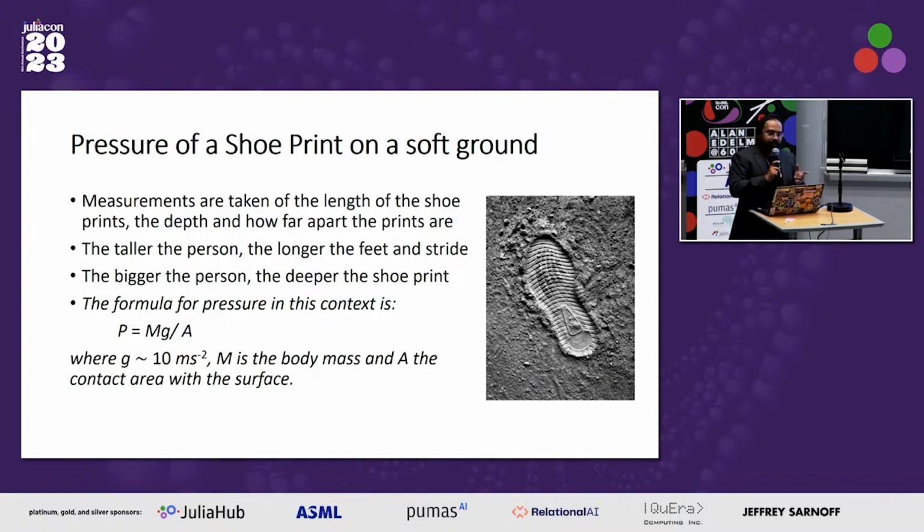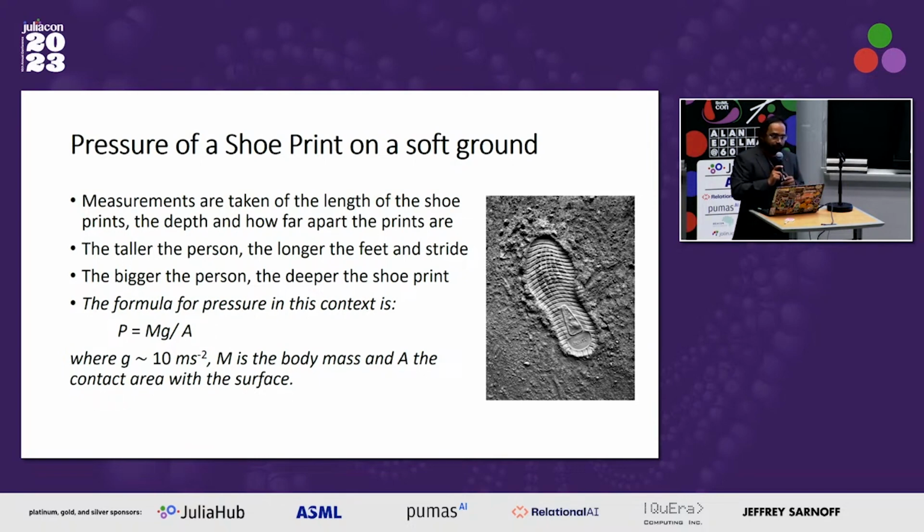For example, consider this one. So pressure of a shoe print on a soft ground. So you can see the image here. So measurements are taken of the length of the shoe prints and the depth and how far apart the prints are. So based on this, you can determine how tall the person is. So the taller the person, the longer the feet and the stride. And the bigger the person, the deeper the shoe print. Okay. So based on that, it gives you some idea regarding the suspect.